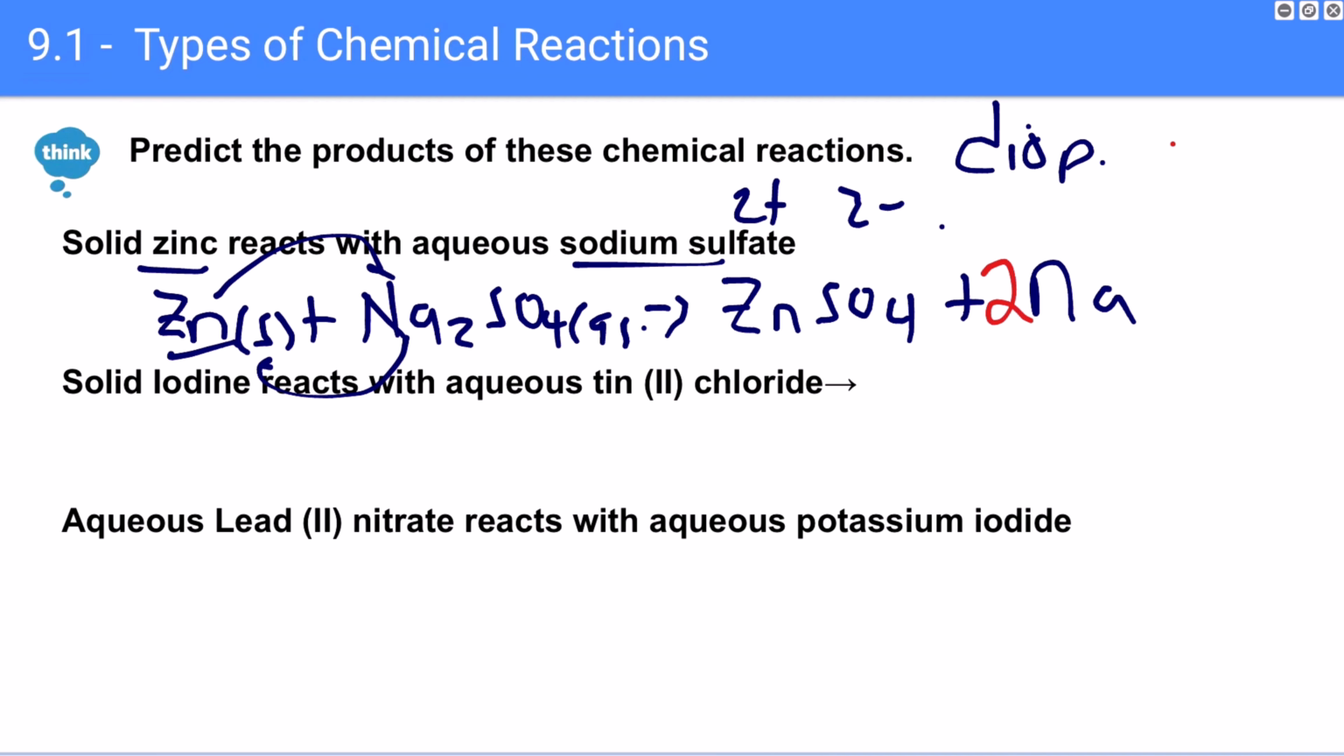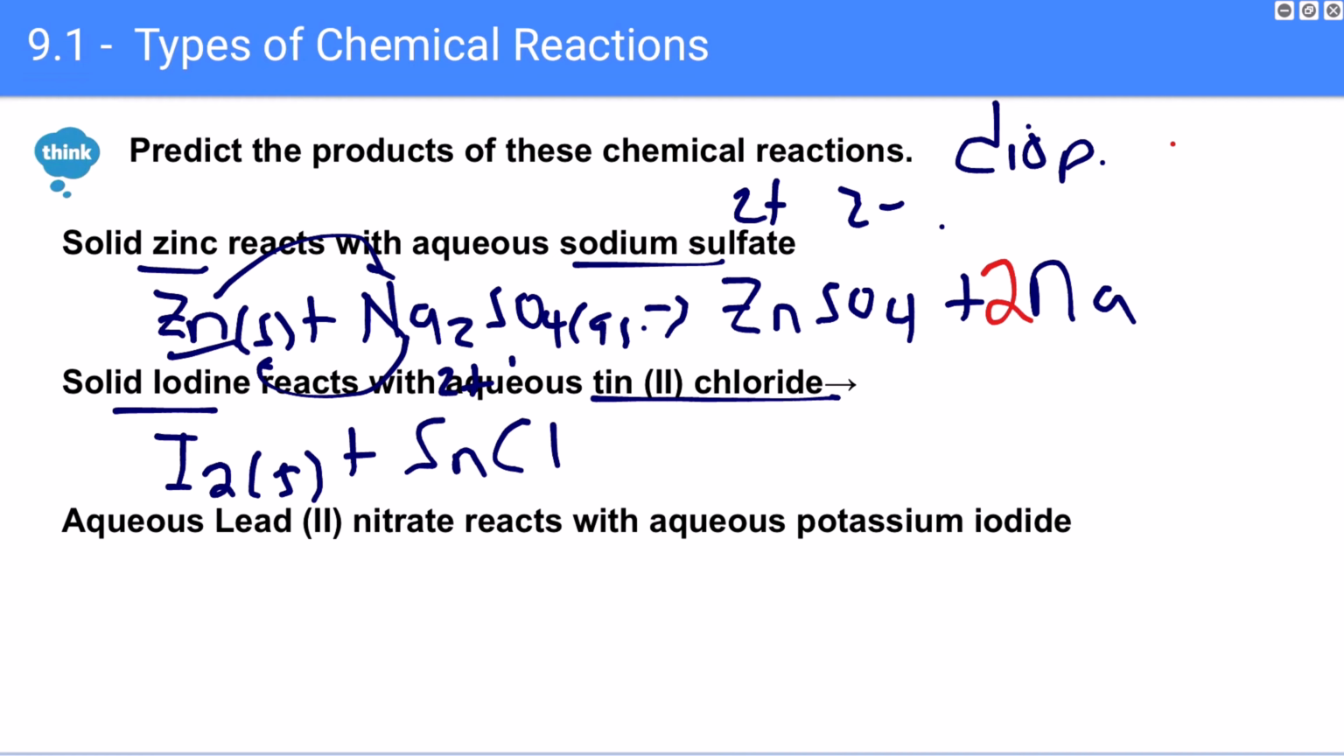This next one here, solid iodine. So let's write this out. Again, writing out our reactants really helps us figure out what our products are going to be. Tin 2 chloride, so that gives tin a 2 plus charge. Chlorine's a 1 minus, so 2 plus, 1 minus. So once again, we have an element and a compound. So this is another displacement reaction.